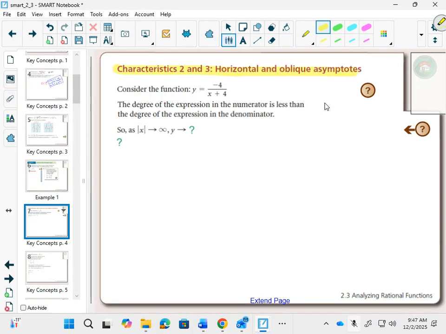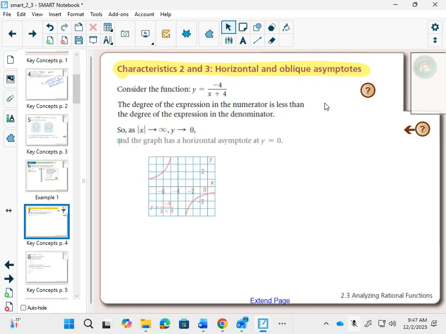Characteristic number 2. We already saw some things about horizontal asymptotes. Groups 2 and 3 had horizontal asymptotes, but we'll also look at oblique asymptotes. So, first, our first graph here is -4 over x plus 4. This is a group 3 question.